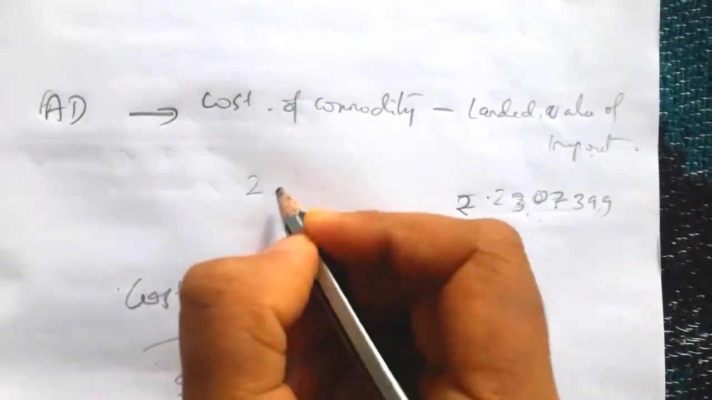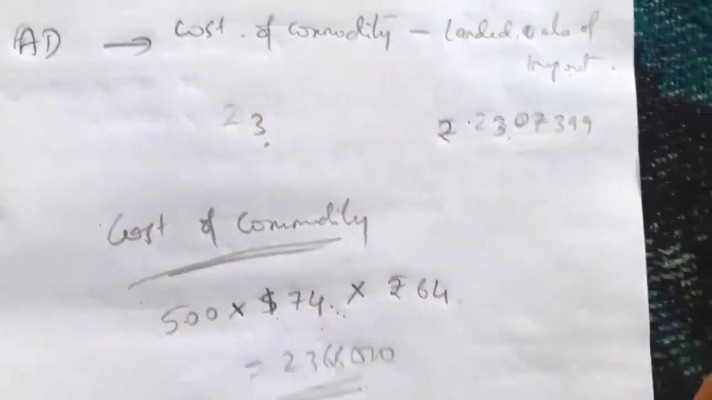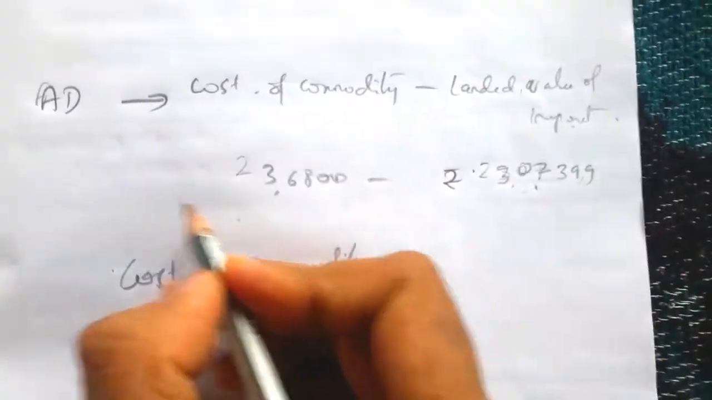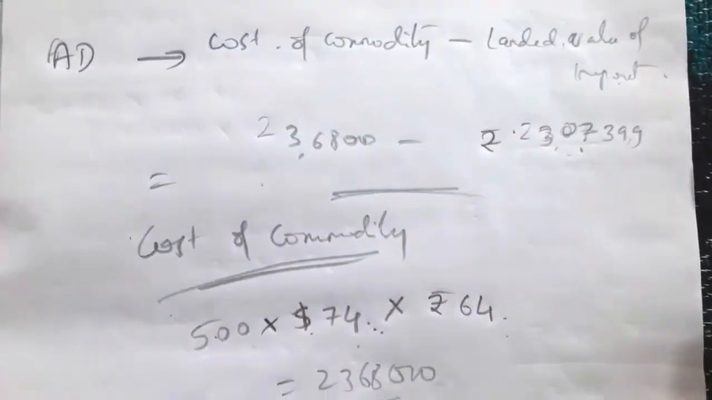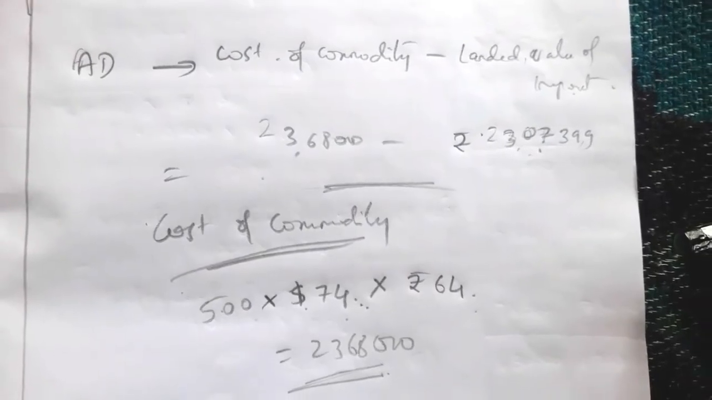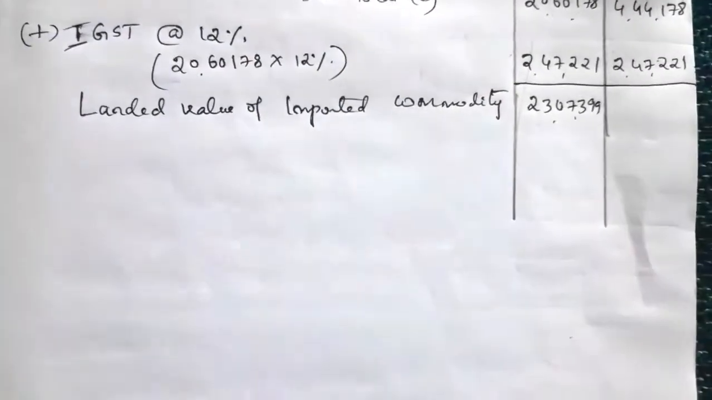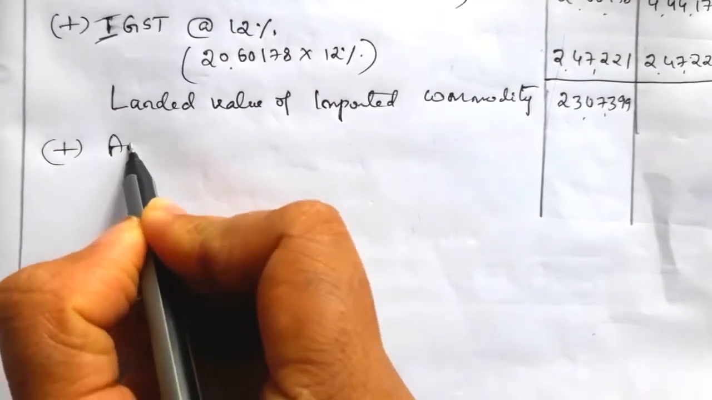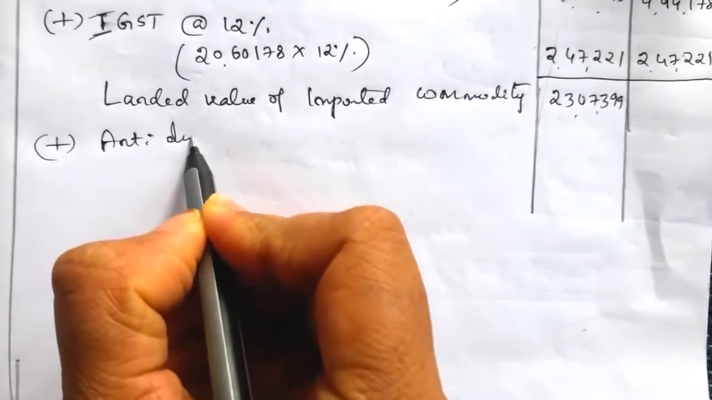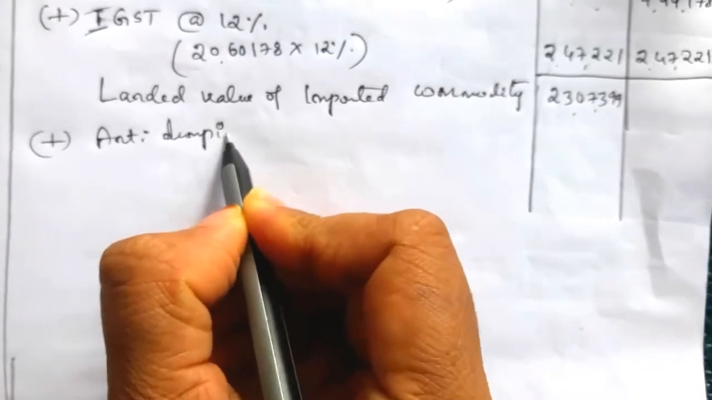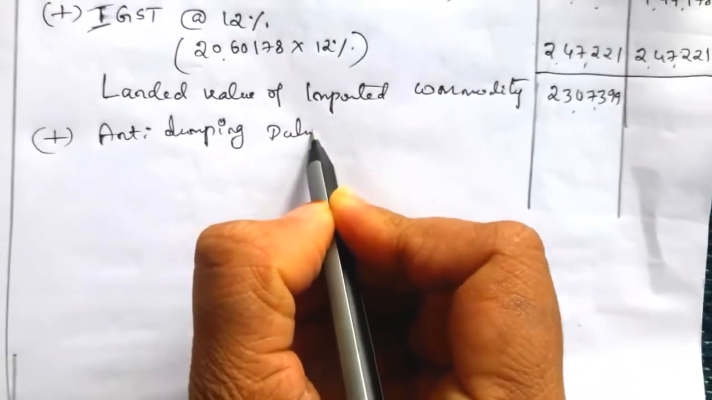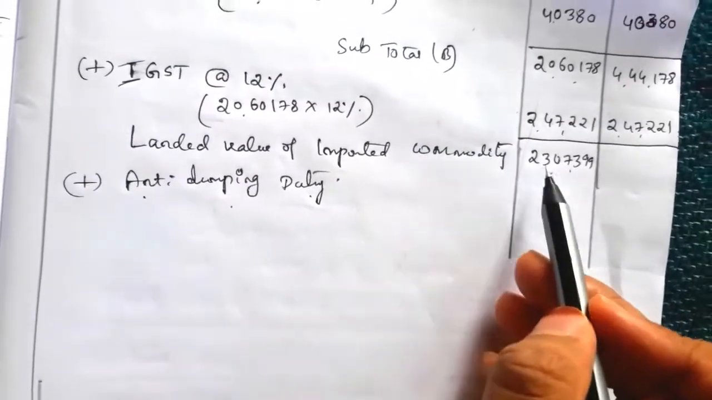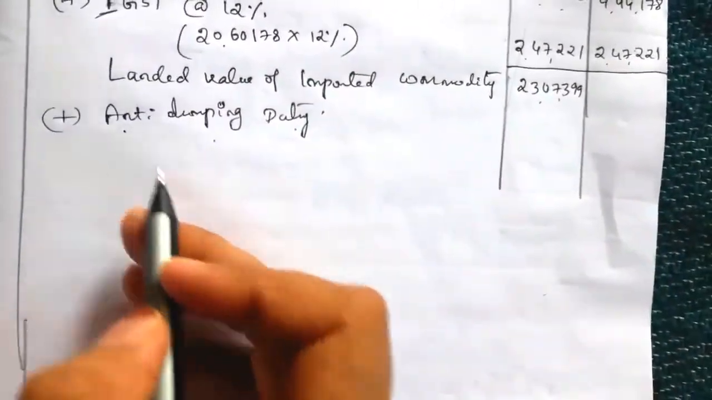So now we have to take 23,68,000 minus this, we will get the anti-dumping duty. Understood? So we'll calculate the anti-dumping duty here. Next we have to add the anti-dumping duty. This anti-dumping duty is added later because it is calculated with the help of this value. So we have to add it later.